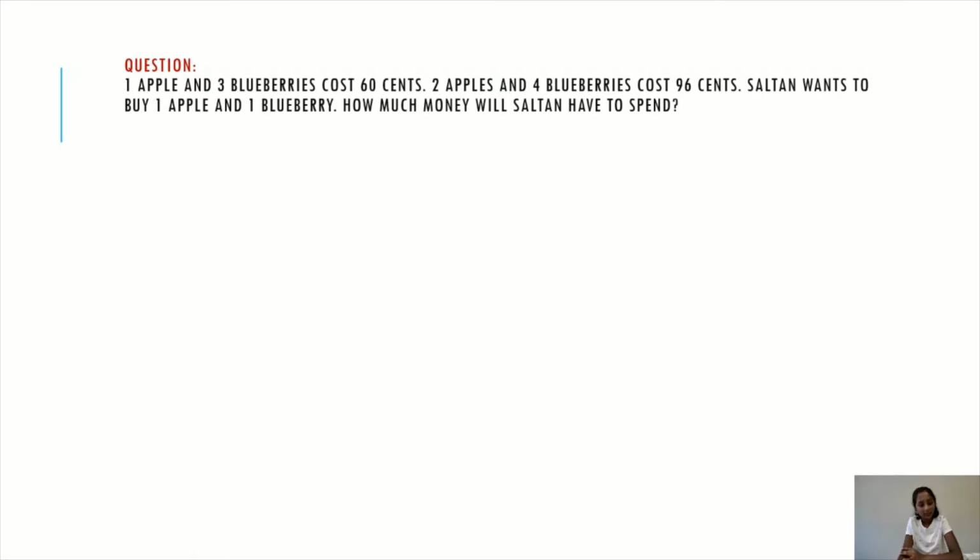Here's our next question. 1 apple and 3 blueberries cost 60 cents. 2 apples and 4 blueberries cost 96 cents. Sultan wants to buy 1 apple and 1 blueberry. How much money will Sultan have to spend?